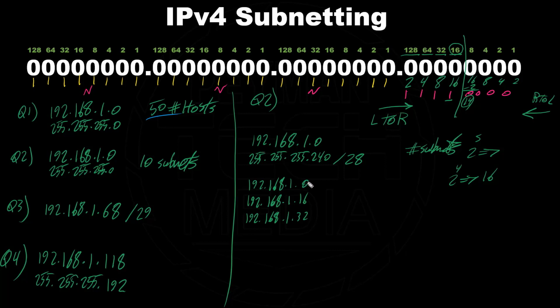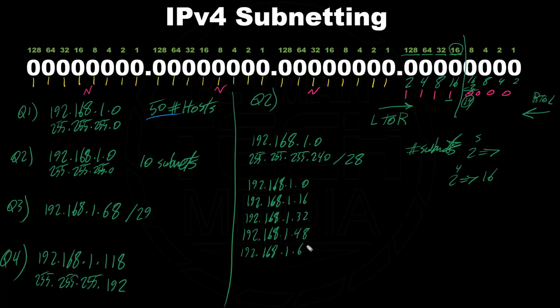And now we are going through the subnets. So this is the first subnet, the second subnet, the third subnet. The next one would be 192.168.1. We have to keep incrementing by 16, right? So 32 plus 16, 48.